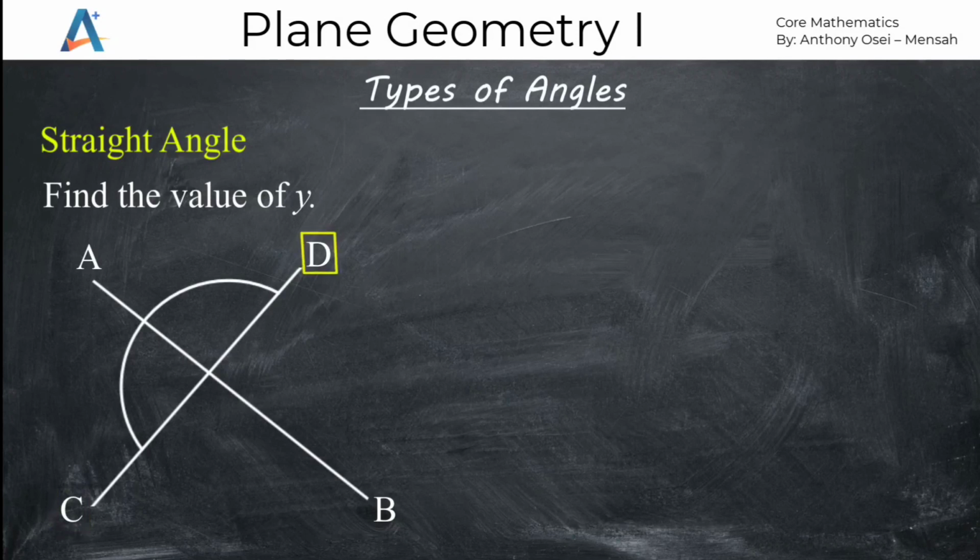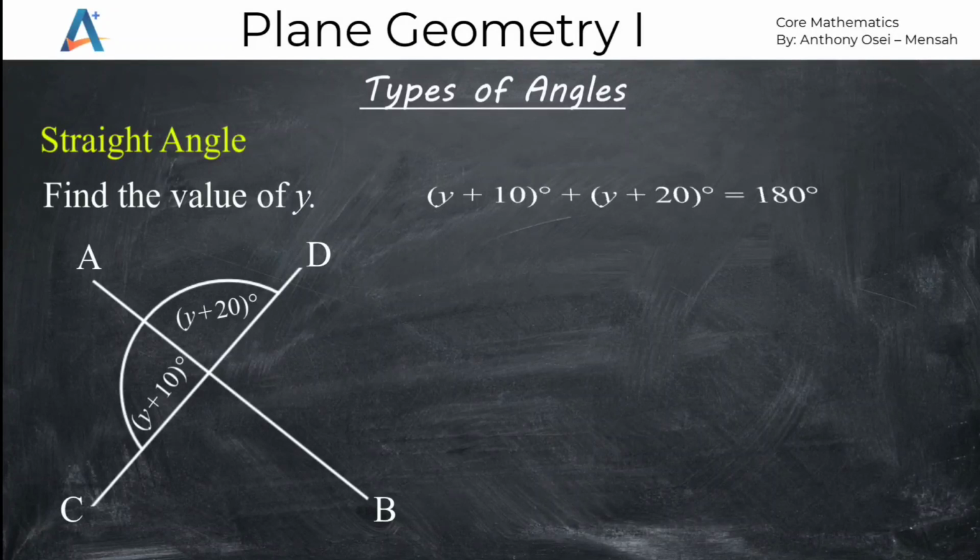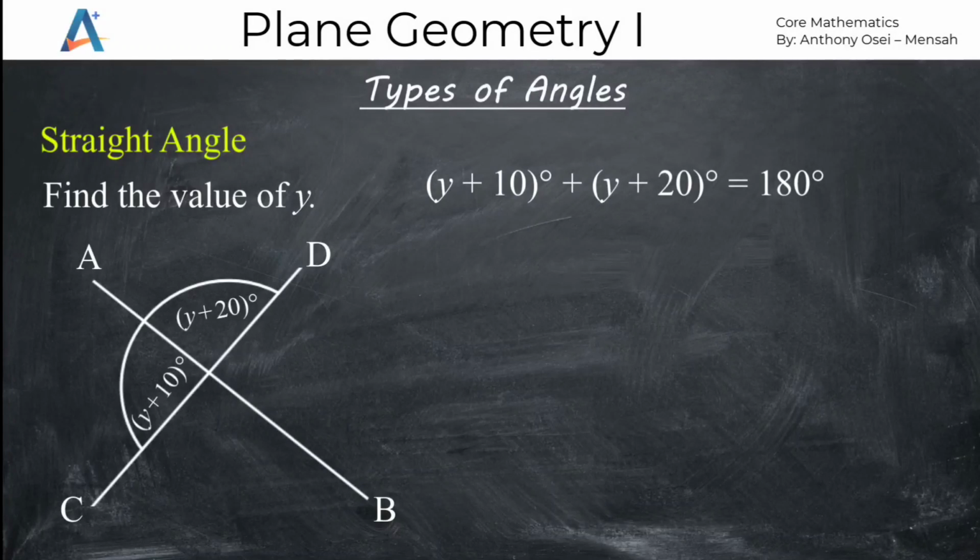Since CD is a particular straight line, I have y plus 20, this binomial angle on this line, and also another binomial y plus 10. You realize that the two angles are on that straight line. So they are angles on a straight line, or straight line angles. So they add up to 180. That means that y plus 10 degrees plus y plus 20, those two angles should add up to 180 degrees, or should give you 180 degrees.